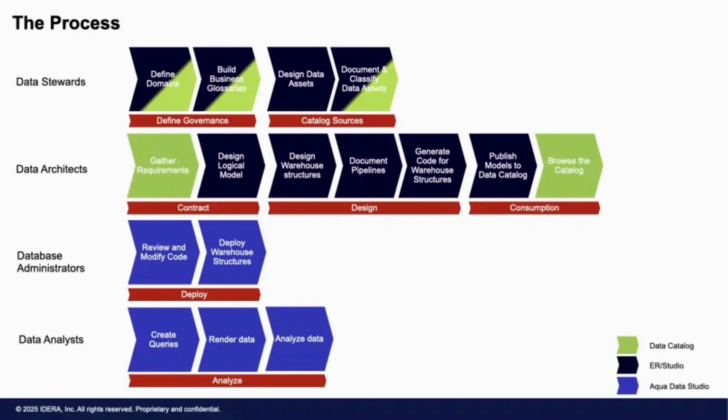Then we get on to the process of designing the warehouse itself. There are three phases here. The initial contracts for the outputs of the warehouse, then we'll do the design work, and then we'll make it ready for consumption. The process is we start off with gathering the requirements. That might happen in the data catalog. Again, we might be using a data as a product approach to this, understanding what data products are required, what are the business level requirements for each product.